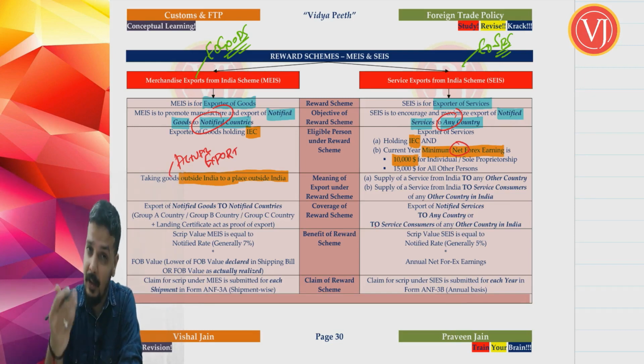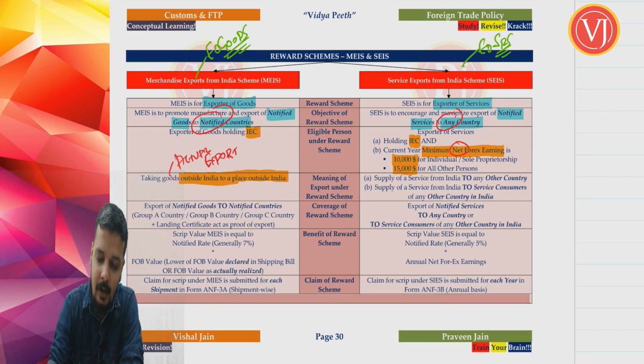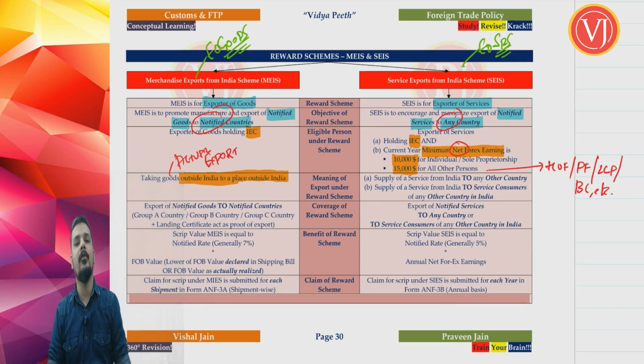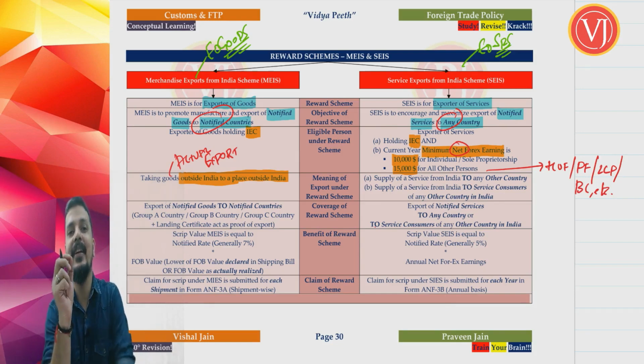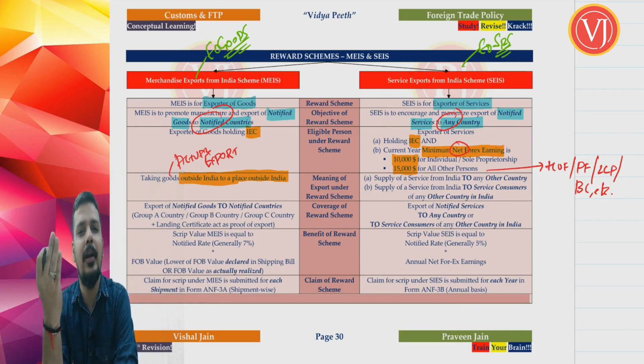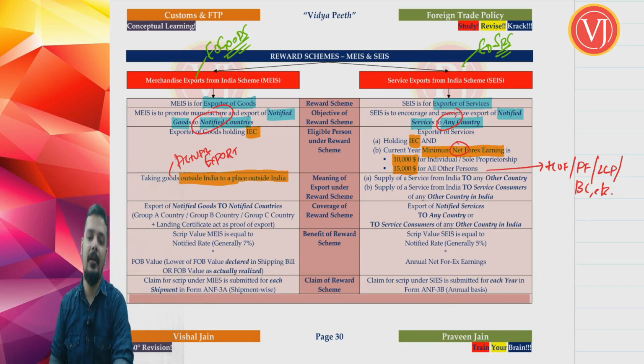AOP, HUF, even HUF is covered by $15,000. So when I am talking about other persons, this includes your HUF, partnership firm, LLP, body corporate, etc. For an individual or a sole proprietorship concern, it is reaching the target of $10,000 minimum net foreign exchange earnings, not gross, it is net. And for others, which includes your HUF, if the question is about HUF, it is $15,000. For a partnership firm, LLP, or body corporate, they should receive at least minimum $15,000 in that particular year.